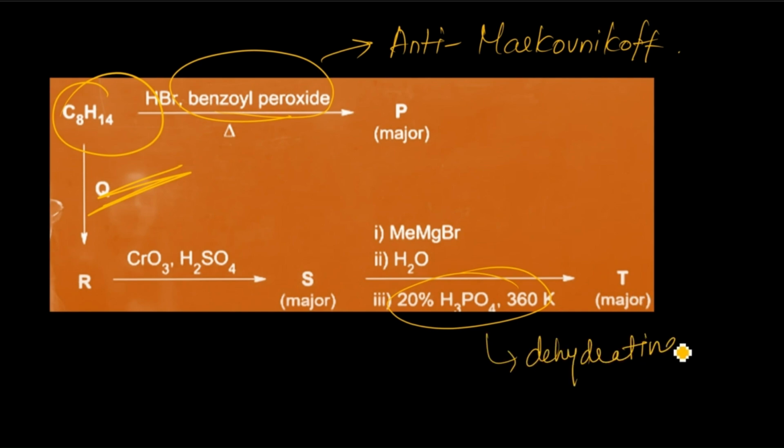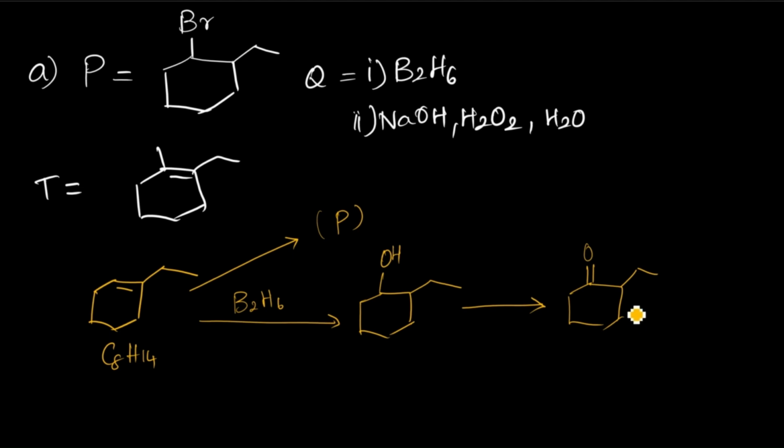Right? Dehydrating agent to form T. So let's check whether T is right or not. What will the Grignard reagent do? I already told you. O will become OH and a methyl group will get added over there, and the remaining works the same.